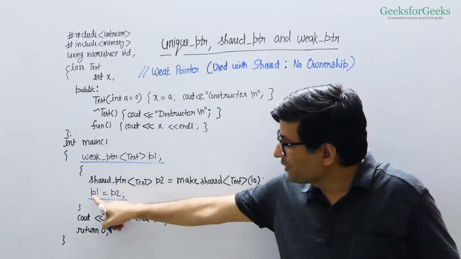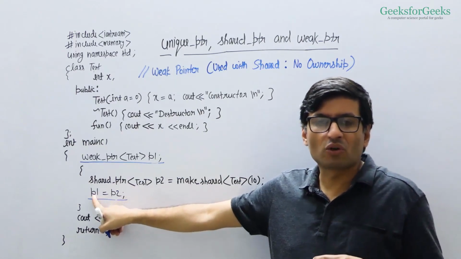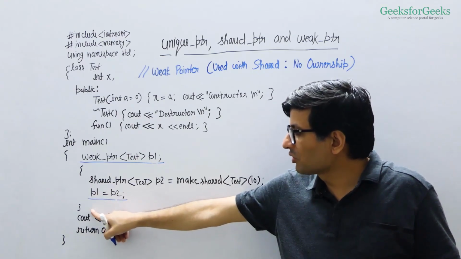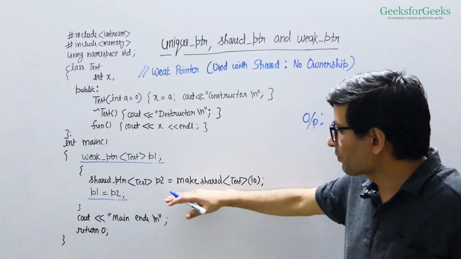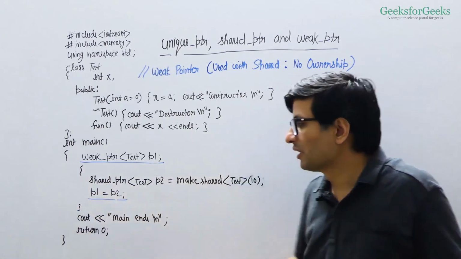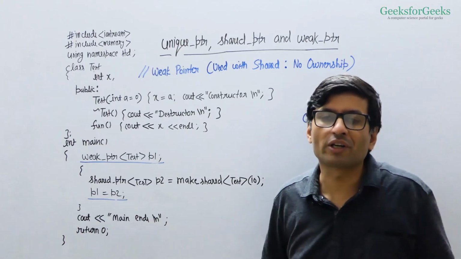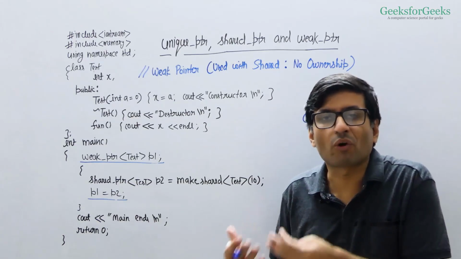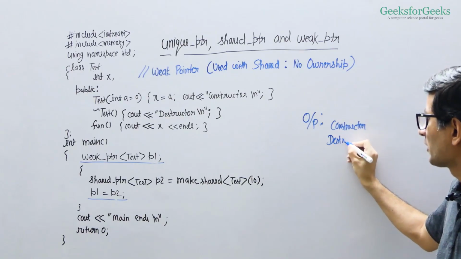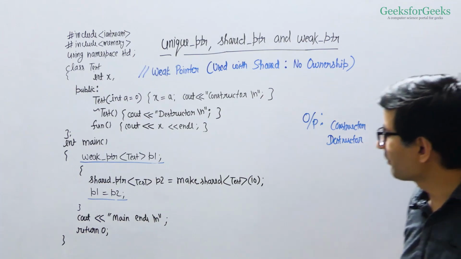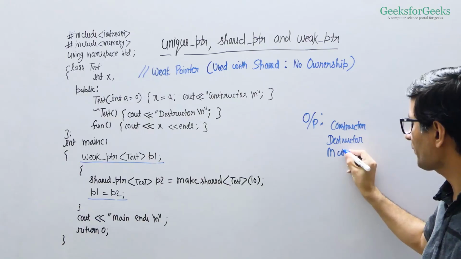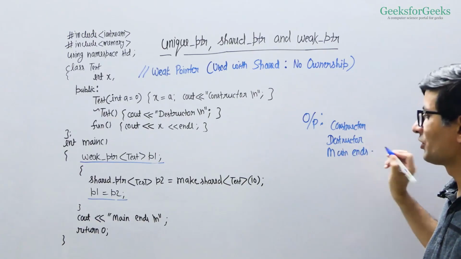Now you create a weak pointer. So weak pointer does not increase reference count. So when you come out of the scope, what will happen? This object will be destructed here only as soon as you come out of the scope, even if you have a weak pointer referring to or pointing to that object. So you are going to get destructor immediately after constructor. Then you come here and you are going to get the output as main ends. So this is what you get as an output.